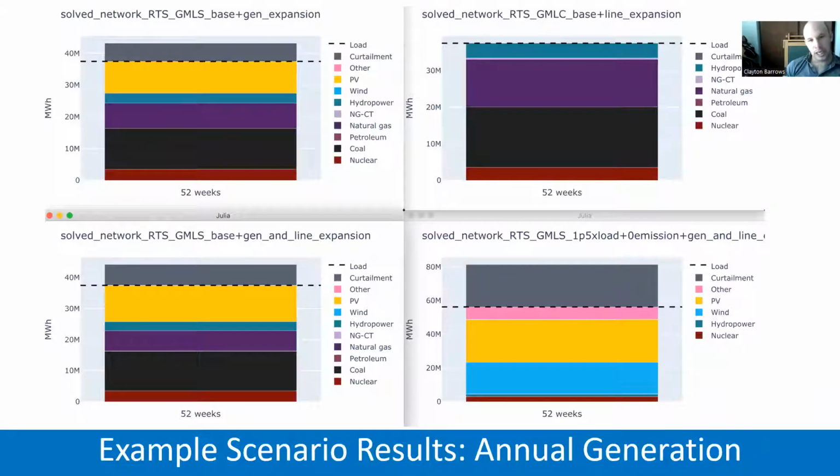Similarly, when we just look at the annual generations, we did simulate all 52 weeks and summarize the total energy generated by different fuel types. We see quite a different set of results here. Next slide.